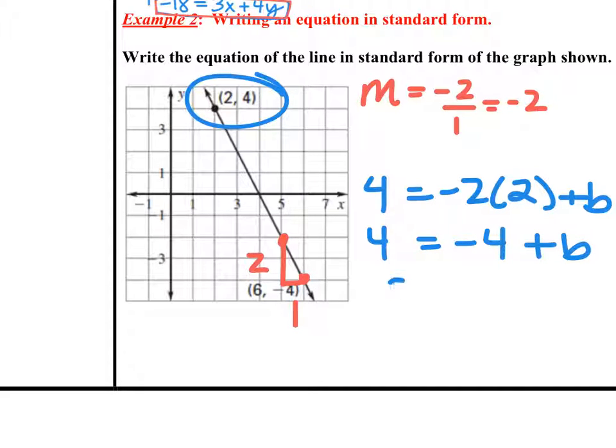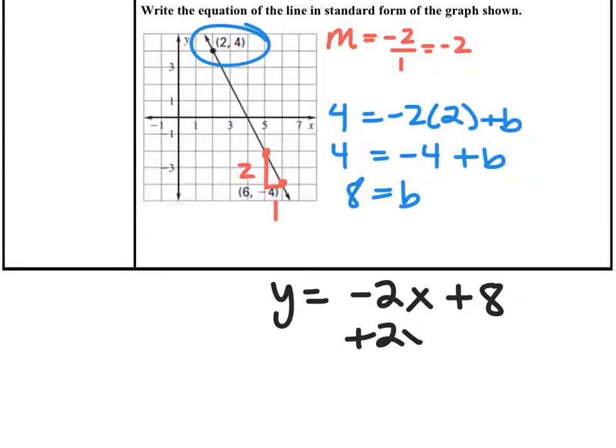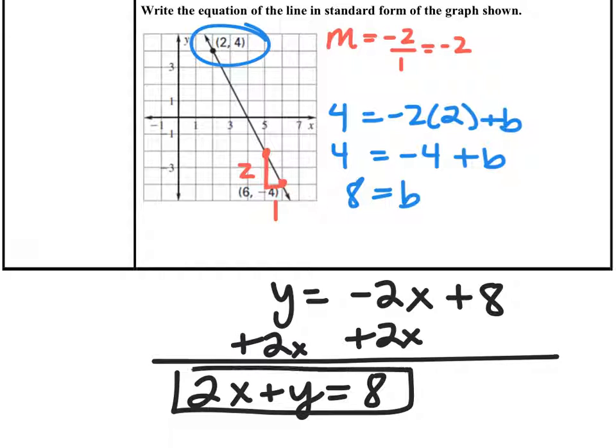So if you add 4, you get 8 is equal to b. Do you guys agree? Yes. Now we can write the equation in slope-intercept form. So it would be y is equal to negative 2x plus 8. And you just have to rearrange it to get it in standard form. This one is actually really nice. Just add 2x, and you say that 2x plus y is equal to 8. Positive whole number, integer, integer. We good? Flip it over, please.